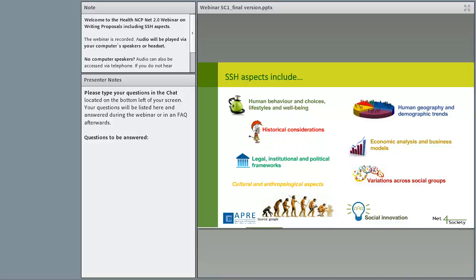And in particular, I'd like to highlight that for you, from the health world, the human behavior, the choices, the lifestyles, the well-being, the human geography and demographic trends, the economic analysis, the social innovation, the variations across social groups are all very relevant and fundamental aspects for your researches. And I think that this is quite obvious if you are interested in something that is medical and that is for society, that is for patients, and the patient is a human person, and you need to consider not only the physical and medical parts of this person, but also all the social, sociological, psychological aspects of this person.